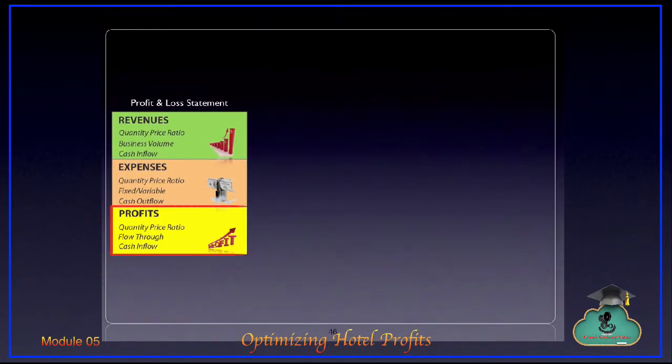The final section of the profit and loss statement, and probably the most important one, is the one on profits. Profits are known as the bottom line. If revenues are the top line, then profits are the bottom line. But a bottom line may mean different things. It could mean gross operating profit, it could mean net operating profit. We will see as we go along in the course.